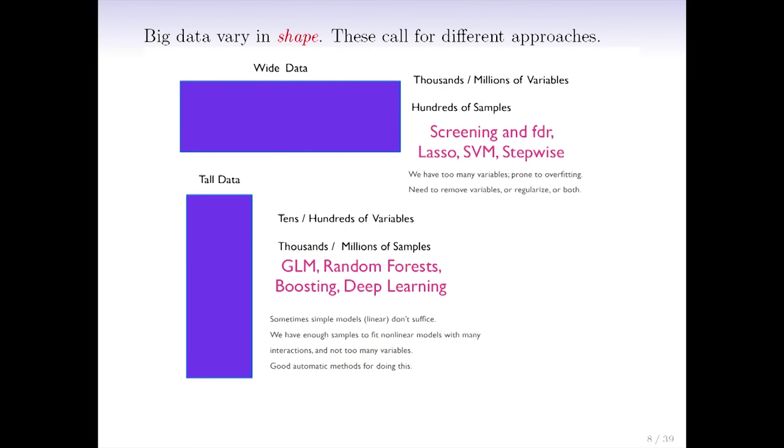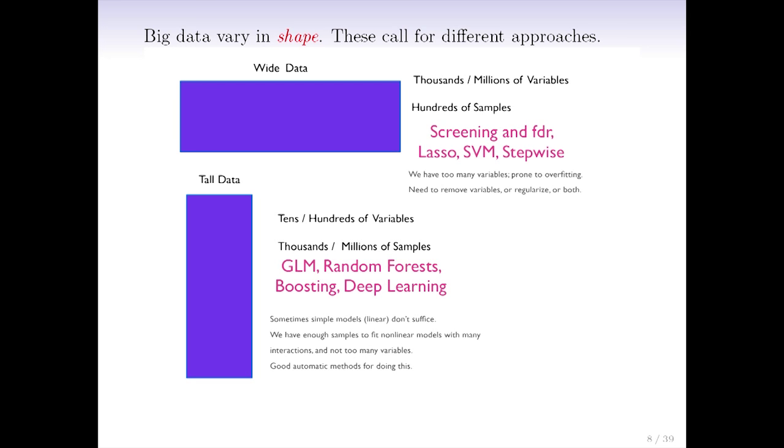And so this calls for a special class of techniques, and I've listed some of them here. Variable screening and false discovery rate control. That basically means go through the variables one at a time and see how they relate to the response. But then you're doing multiple testing, so you have to be really careful about making false discoveries, and you control that in various ways. And then there's the lasso, support vector machines, and stepwise methods. These are methods that one might use in this class of data. You have too many variables, prone to overfitting, so you need to remove variables, regularize the models, or both.